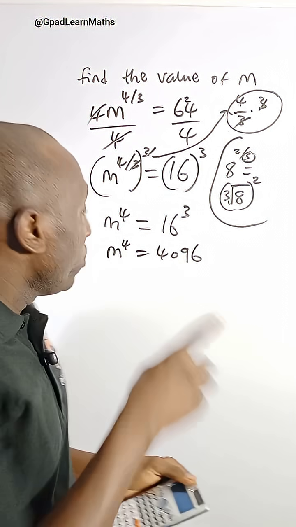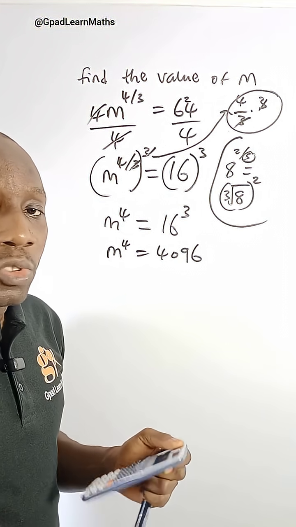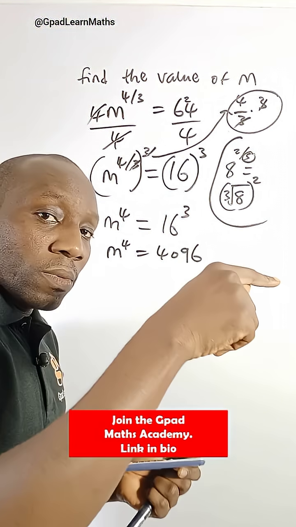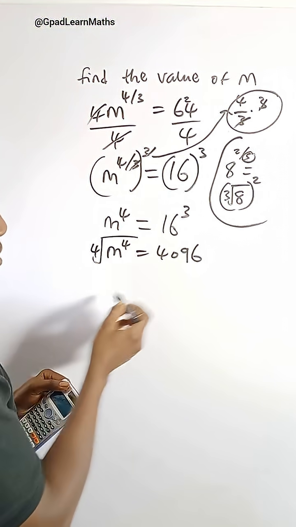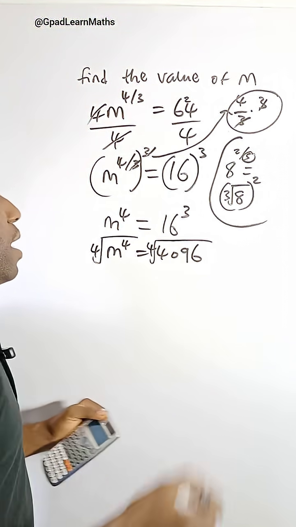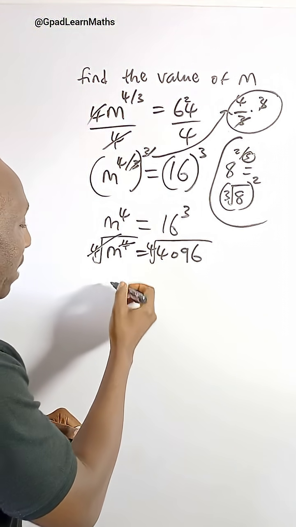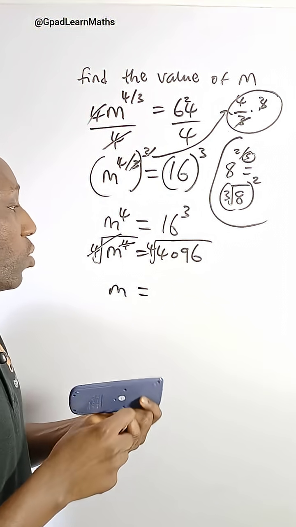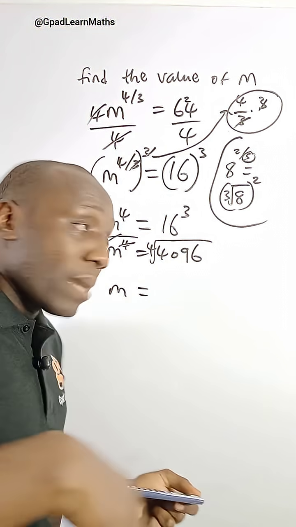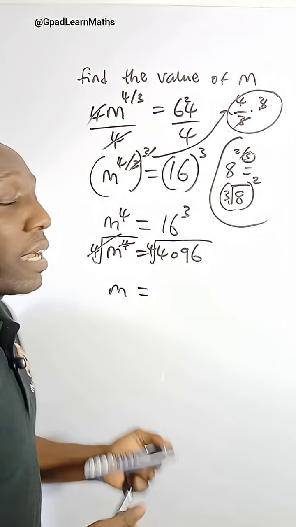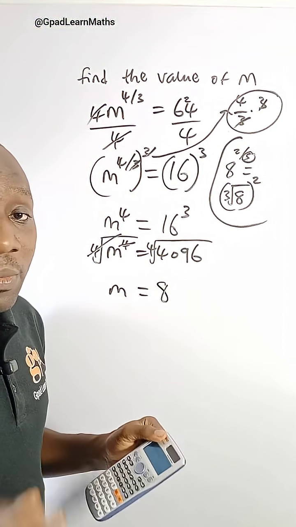We're not done yet. What do we do now to get rid of the power of 4? We're going to apply the fourth root to both sides. Remember, root is the opposite of the power. So the fourth root of this, and then the fourth root of 4096. So this fourth root will get rid of the power of 4, and then you just have m, which is equal to the fourth root of 4096. That's a number that will multiply itself 4 times to give you 4096. You can use your calculator, but the answer is actually 8, because 8 times 8 times 8 times 8 is 4096.